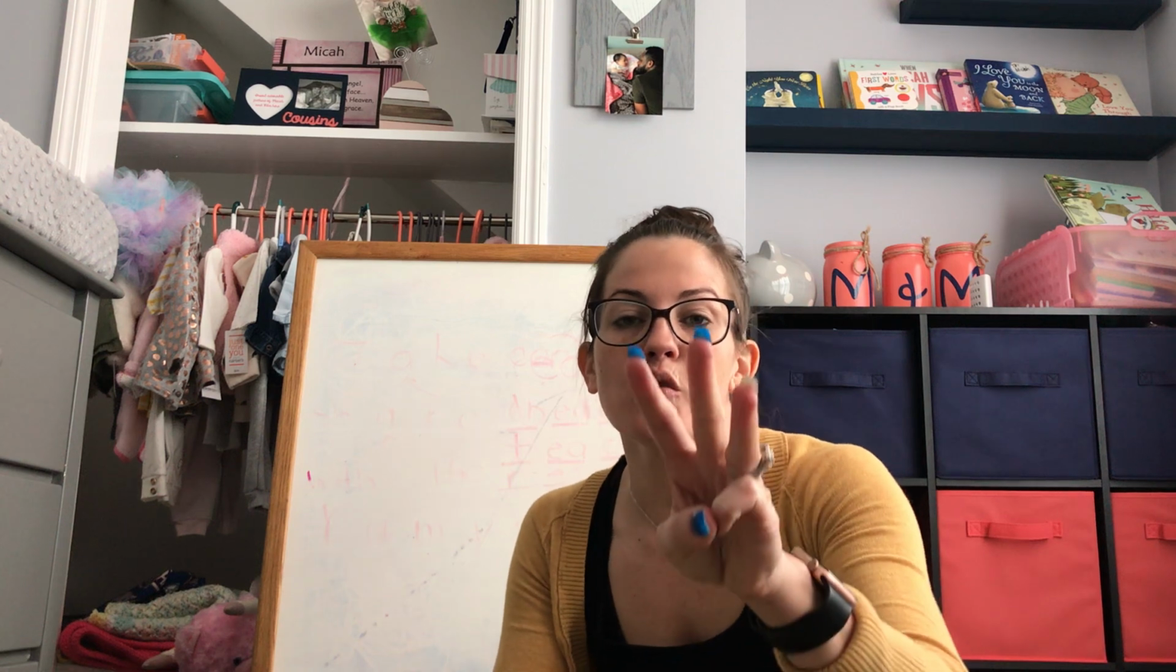A sphere, a cylinder, a cube, and a cone, and a pyramid. Do you remember that song? Let's do it one more time. Here are the 3D shapes that I know. A sphere, a cylinder, a cube, and a cone, and a pyramid.